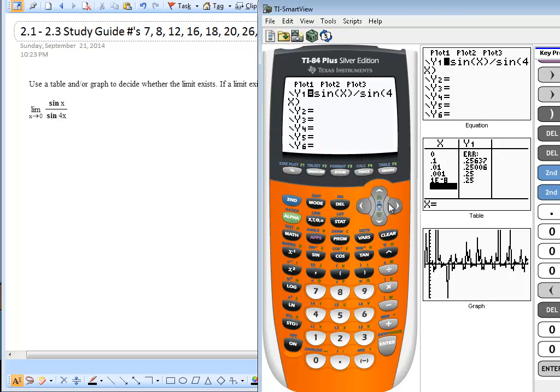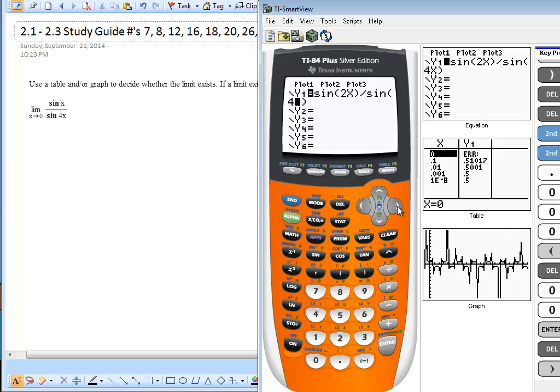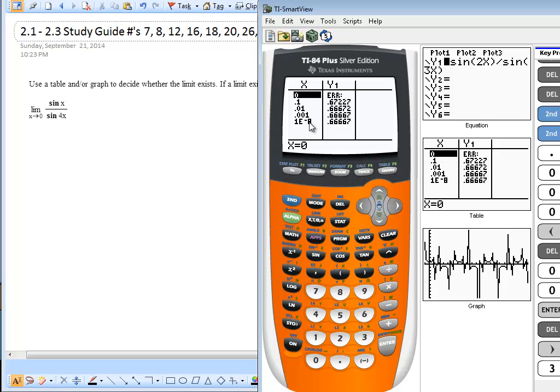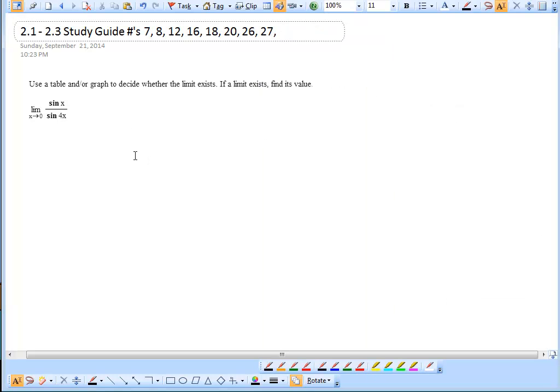Let's say I did sine of, let me go over here and insert a 2 right here. That's 2x, and then replace that 4 with a 3. Now that would be 2/3, right? Sine of 2x over sine of 3x, 2/3. So if that is true, what I'd expect is when I go to my table for it to approach 0.6 repeating, and in fact it does. So if you use tables, you can just figure it out.